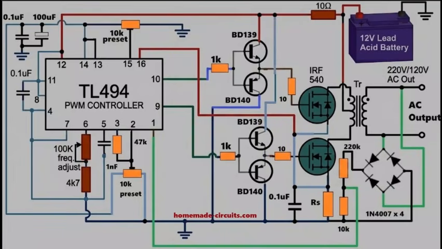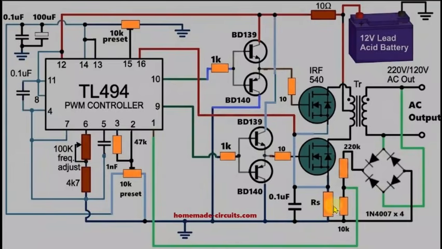Now let us move to the MOSFET power stage. The circuit uses 2 IRF540 MOSFETs. These MOSFETs alternately switch the transformer primary winding. The transformer used here is a center tap transformer. The center tap connects to the positive 12V supply. When the upper MOSFET switch is on, current flows through the upper half of the transformer winding. When the lower MOSFET switch is on, current flows through the lower half. This alternating magnetic field generates AC voltage on the secondary winding. Depending on the transformer turns ratio, the output becomes either 220 volts AC or 120 volts AC.